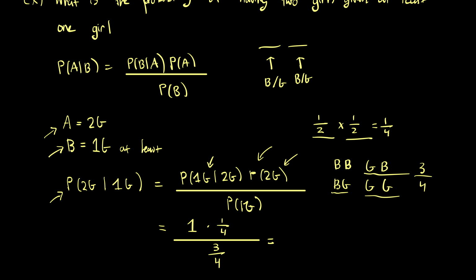And now, once we compute this, we would realize that the probability of this is going to be 1/3. So that is the answer. And that is how you deal with Bayes' theorem.